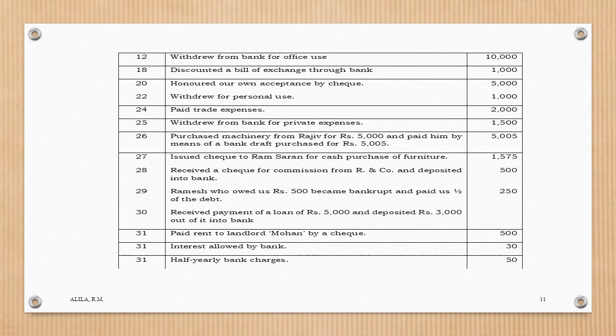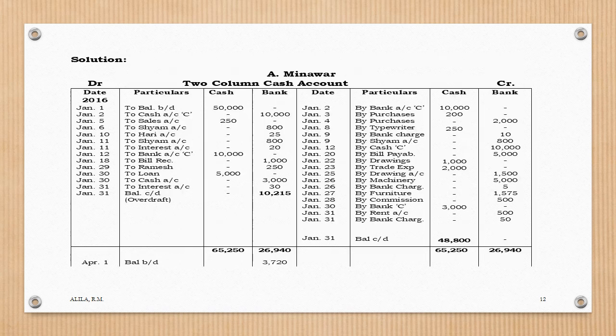Received the payment of a loan. They deposited 300 out of it into the bank. Paid rent to landlord Moan 500. Interest allowed by bank 30. Half yearly bank charge.